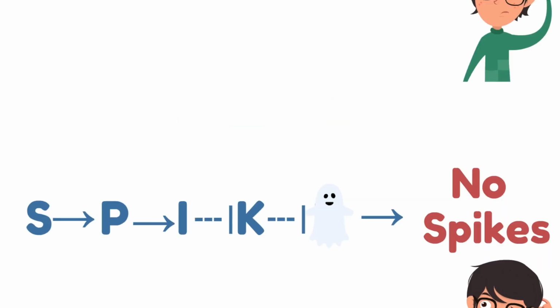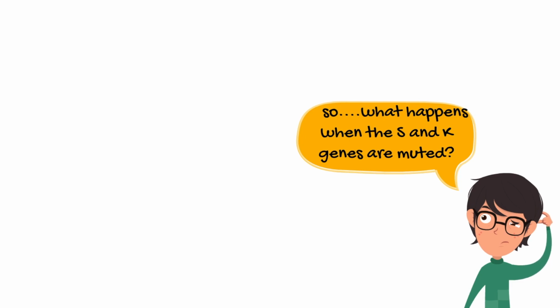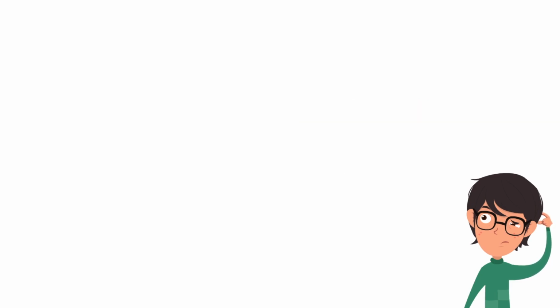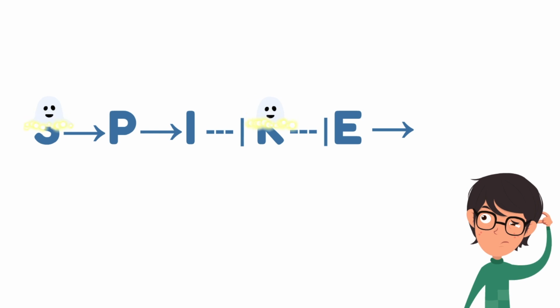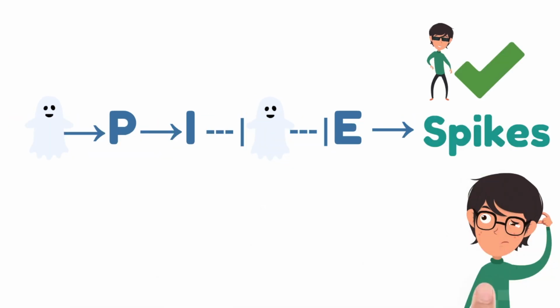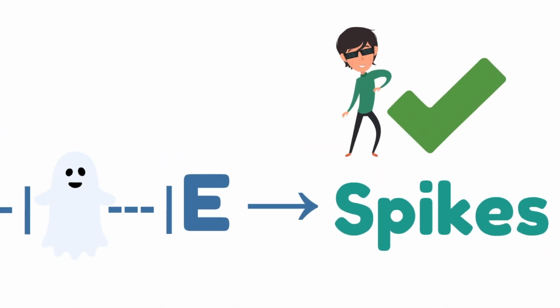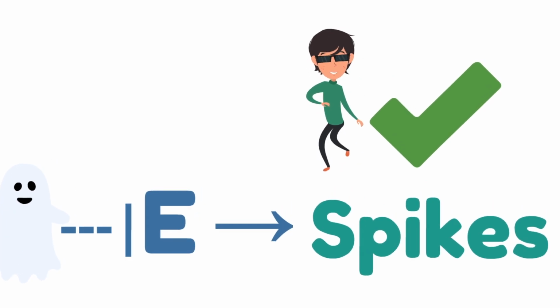Another example of a mutant pathway in the ectoderm of the spiny beetle is when S and K are muted. There is nothing to activate P, so it won't be able to activate I, but since K is muted, there is nothing inhibiting the E. So, E will activate and produce spikes in certain cells of the ectoderm of the spiny beetle.